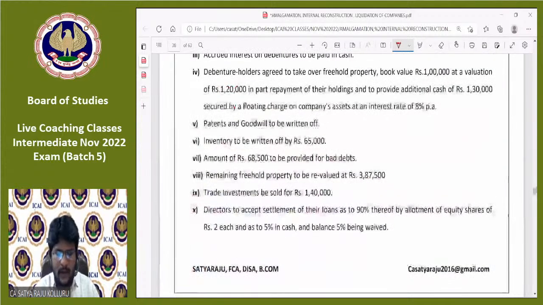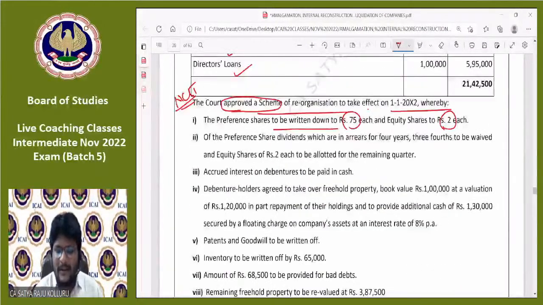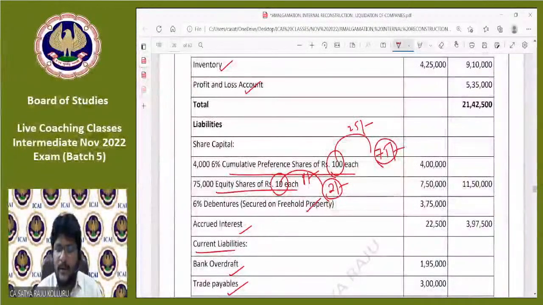Can you please tell me, all of you, what are the journal entries for the write down sacrifice made by the preference shareholders? 6% cumulative preference share capital account Dr, in bracket 100. You need to represent the entire 4 lakhs. To 6% cumulative preference share capital, 4,000 multiplied by 75, which is 3 lakhs. To reconstruction account, how much? 1 lakh. Let me put this into my OneNote as well.